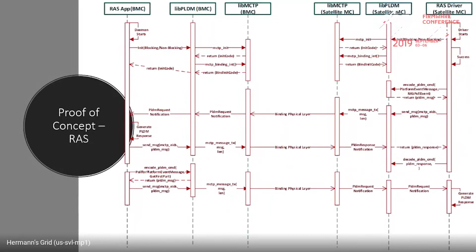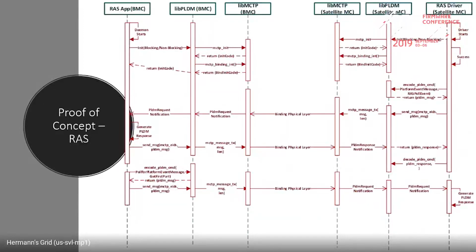If we translate that sequence diagram into an OpenBMC design, it would look something like this. You would have a RAS daemon or a RAS app on the BMC side, which will link with libPLDM and libmctp. And on the SOC host side, we would have libmctp and libPLDM libraries as well. Since it's written in C, I guess it's portable. And on the host side, we would have a RAS driver.